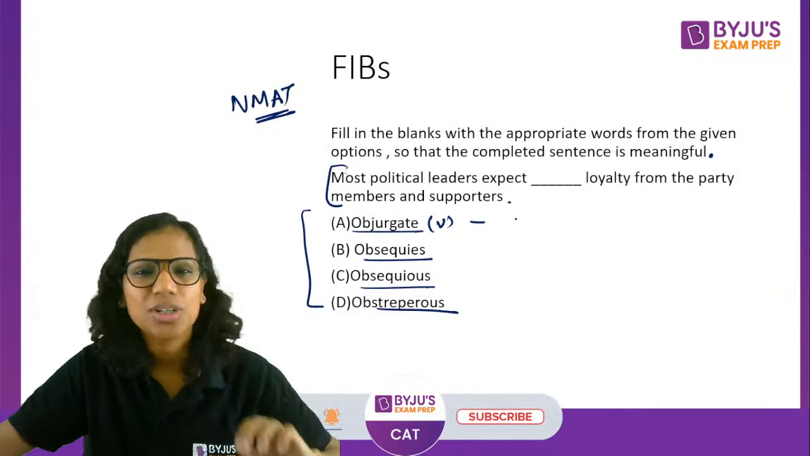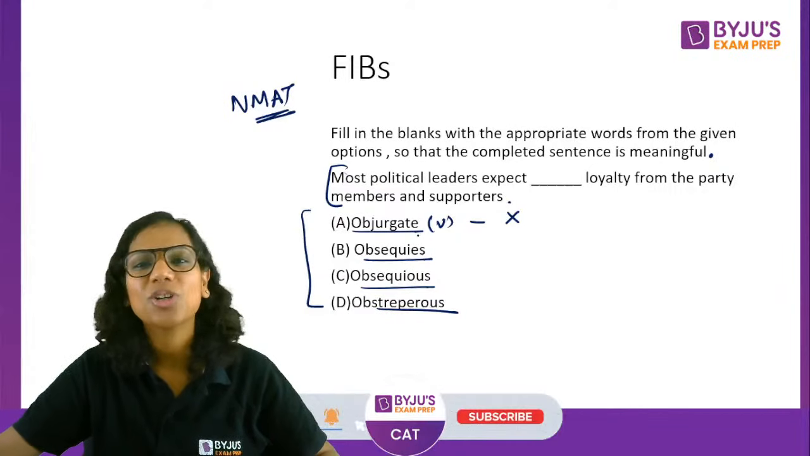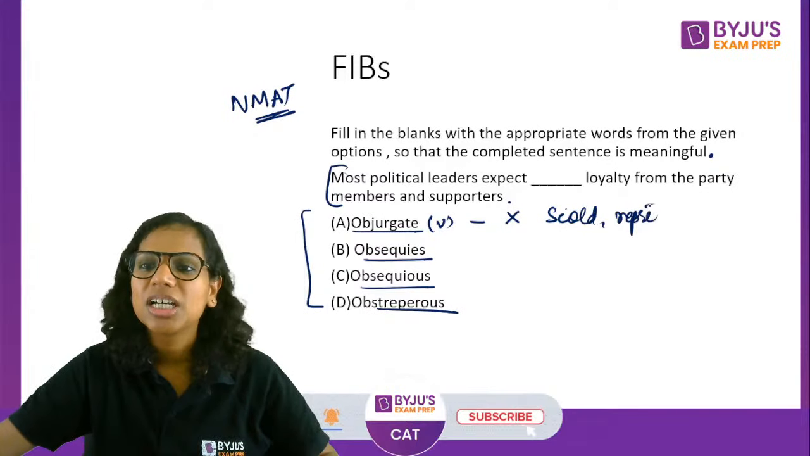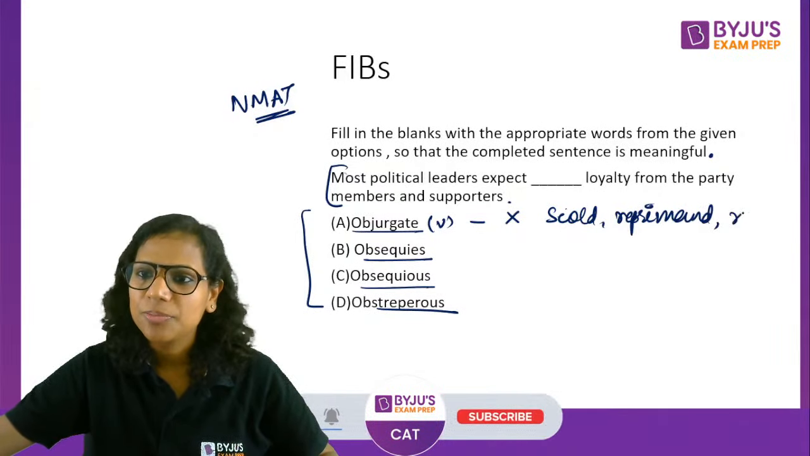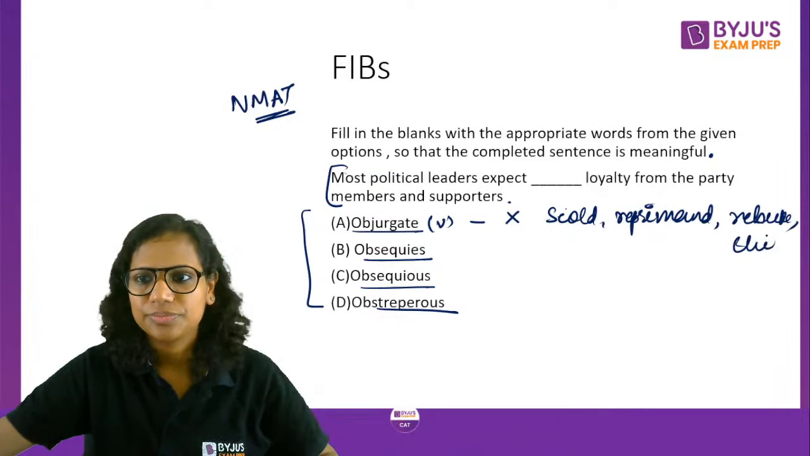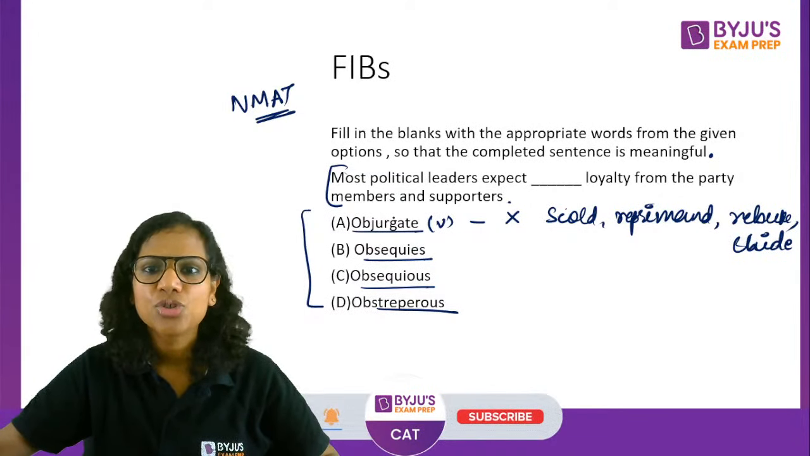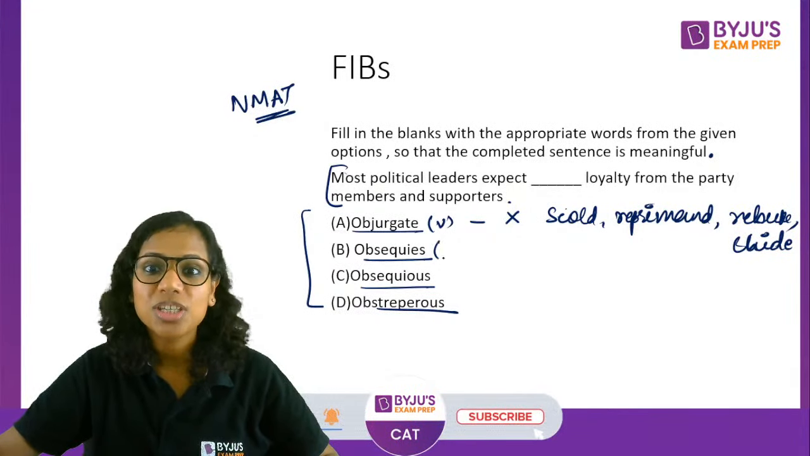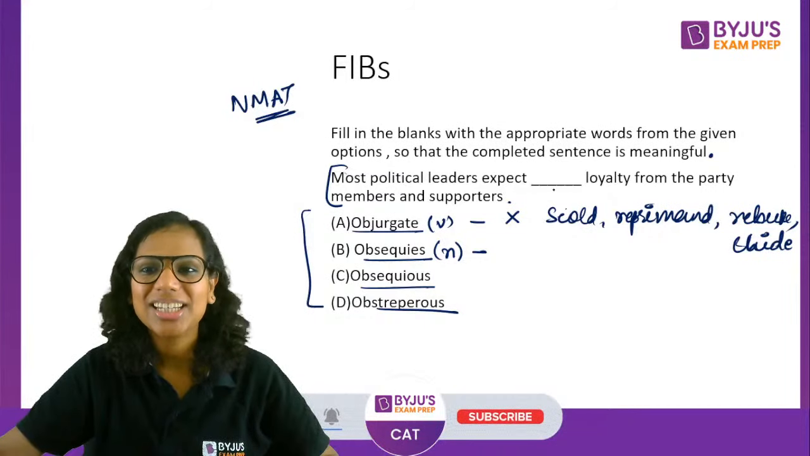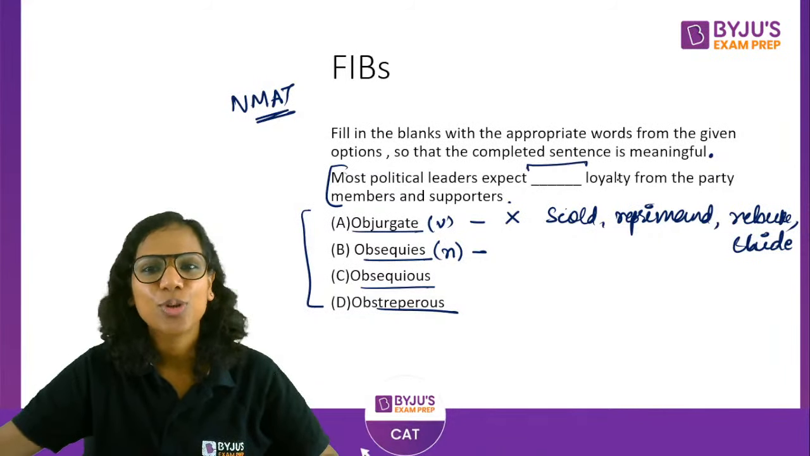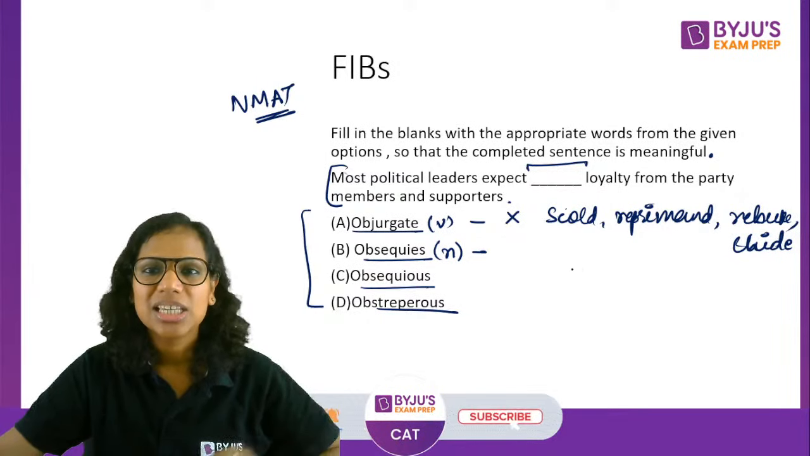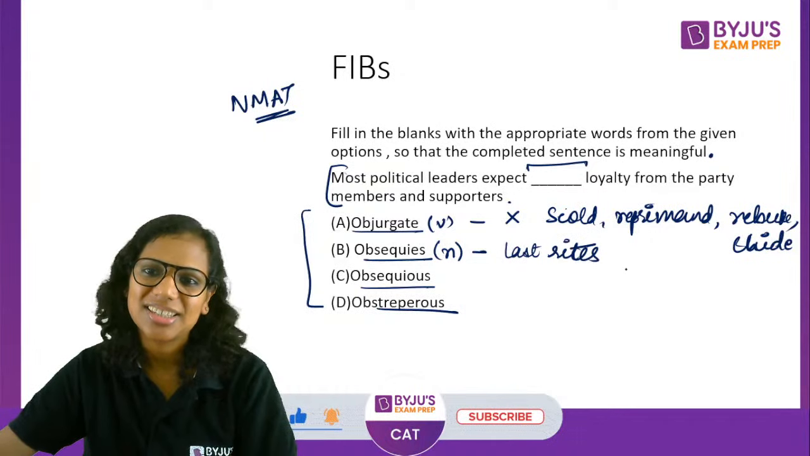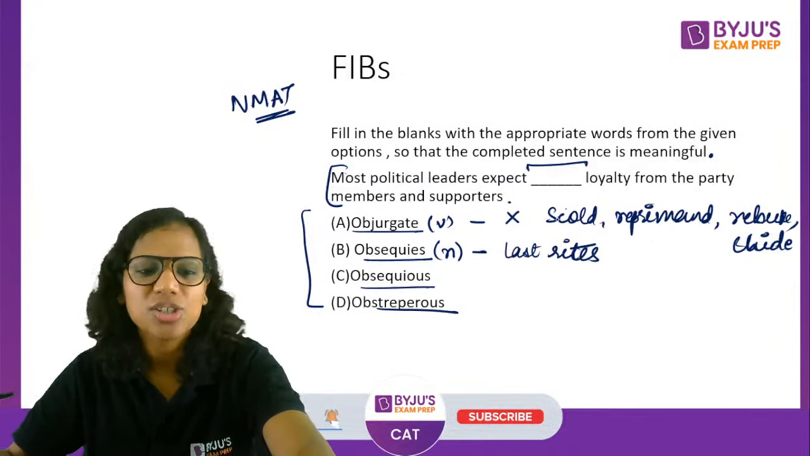And it's a very rare word. This is not a high frequency word. That's why you may not have seen it anywhere. But scold, reprimand, rebuke, chide, these you must have heard. Okay. So most political leaders expect objurgate loyalty. Does not make sense at all. What are obsequies? This is a noun. Actually, I need an adjective here, no? A particular kind of loyalty. Obsequies. Someone's last rites. They are called obsequies. So even D does not fit.